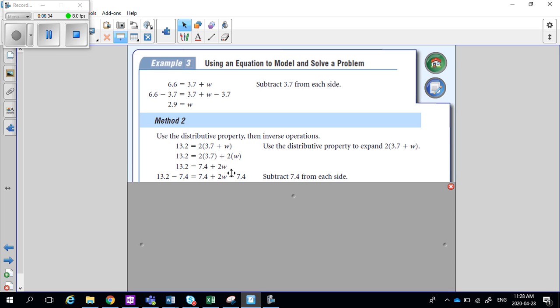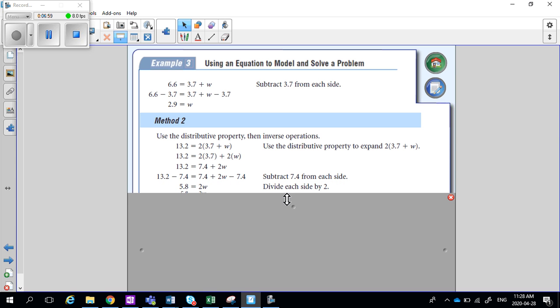Okay, so now we want to get W alone. So we get rid of that 7.4, and that's held in there with a plus. So we want to get rid of 7.4. That means we'll do the opposite of plus. We'll take it away. But if we're taking it away on this side, we're going to have to take it away on this side because those two sides are equal. So subtract 7.4 from each side. We end up with 13.2 minus 7.4 gives us 5.8. And over here, 7.4 minus 7.4 is 0, so we just have the 2W. So that's good. We're getting where we want to get. So we have 5.8 equals 2W.